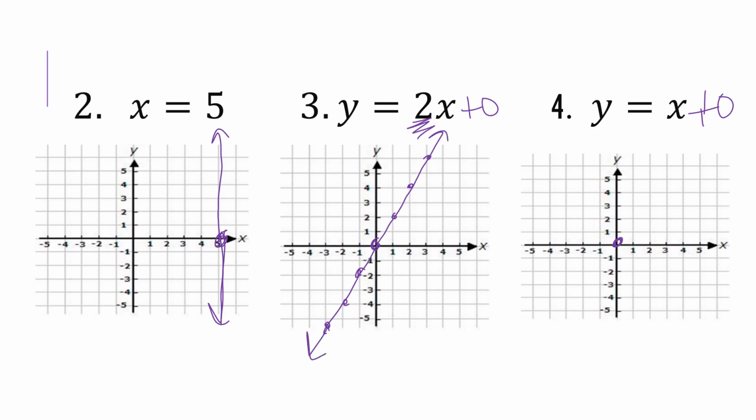For 4, my y-intercept is 1, and because there's no number here, it's just assumed that the slope is 1. So up 1 over 1, up 1 over 1 throughout the whole entire graph. You can come back to your y-intercept and then go down 1 to the left 1. And then draw your line.